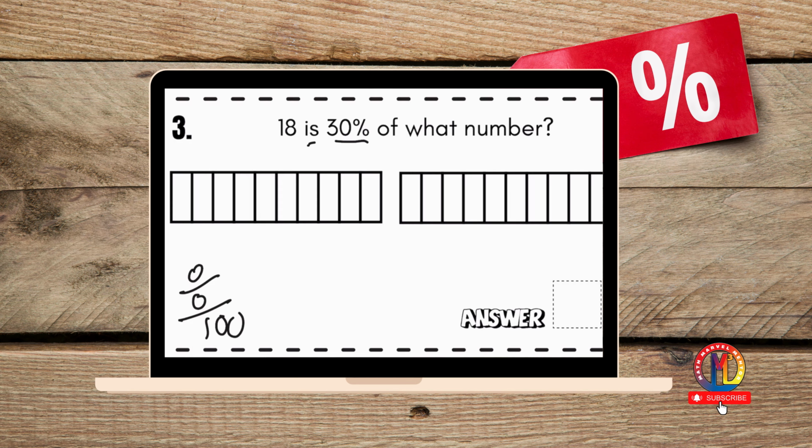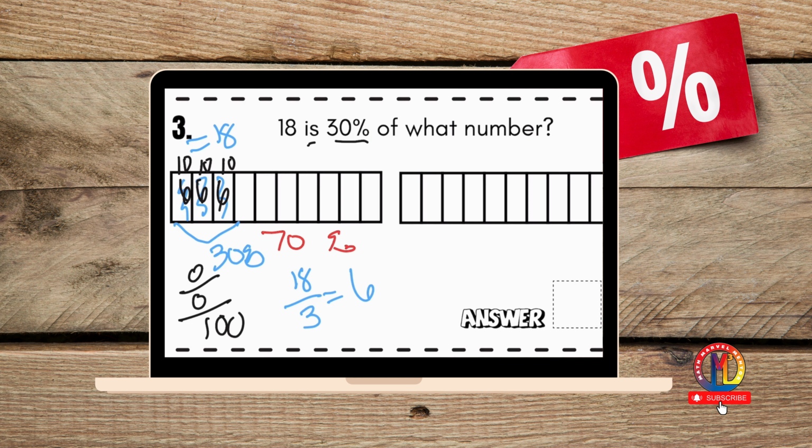representing tens. Okay, so each bar is representing a tenth of the whole amount. Okay, so that's how I can quickly identify that these 3 bars are 30%. Okay, and that 30% equals 18. So if I have 18 and I'm using 3 bars to represent that 30%, I can do 18 divided by 3, which tells me then that there are 6. The value of each bar is 6. Okay, and I want to know the other 70%. What is the rest of this whole amount? Because it says what number.